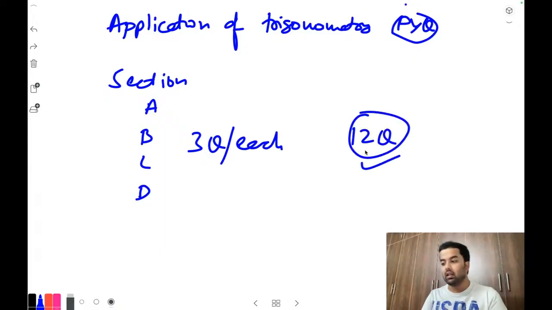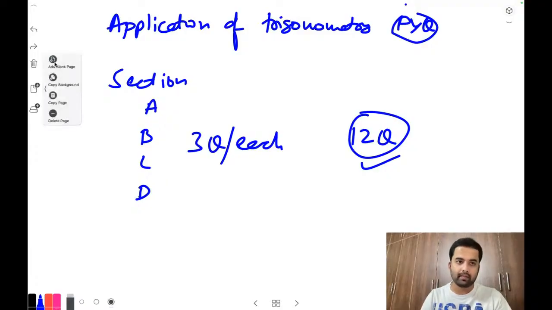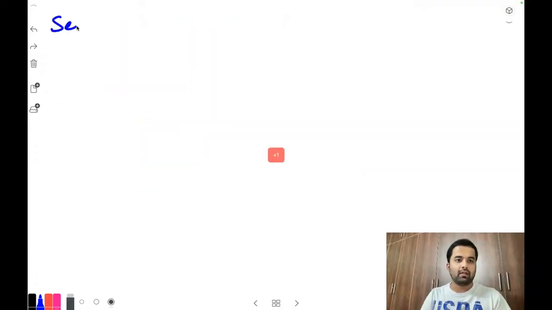I want your proper attention for today's class, because this particular topic will be kind of tricky, because for some questions the diagram will be provided, and for some questions you have to make it. So that's why I want proper attention on the screen. Okay, let's begin with section A, first one.